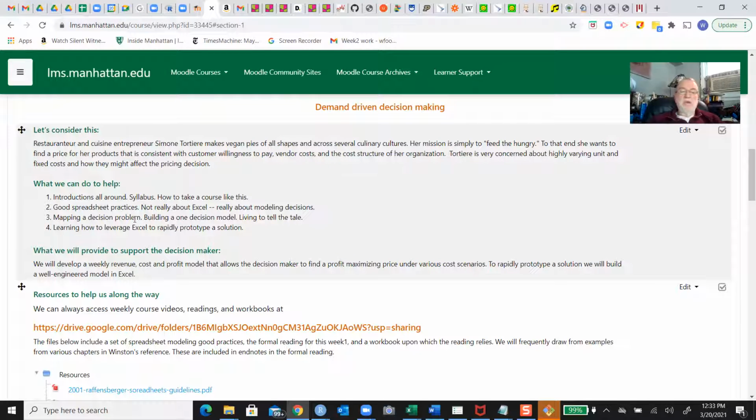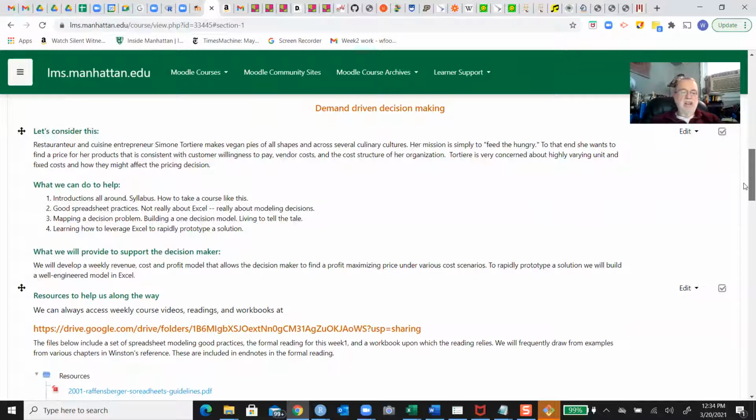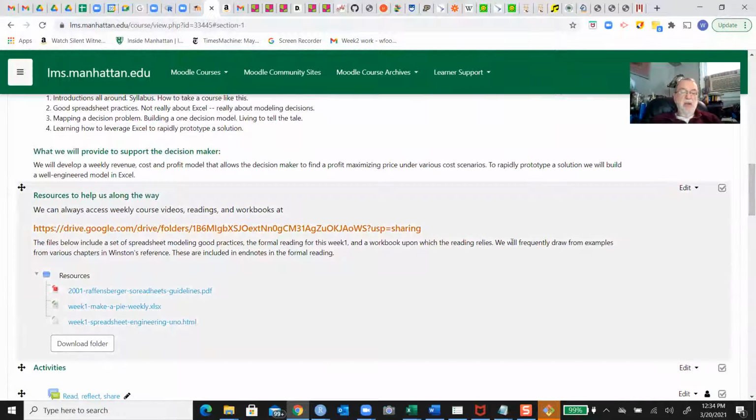We're going to, first of all, map the decision problem. We'll see that in a minute. Ultimately, we hope to live to tell the tale, to communicate what we're trying to do to the decision maker and give her a palpable tool to support her. That's the product. We have resources at our fingertips. Yes, these are the primary resources for what we're going to do here.